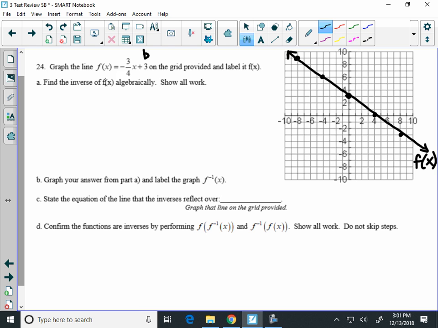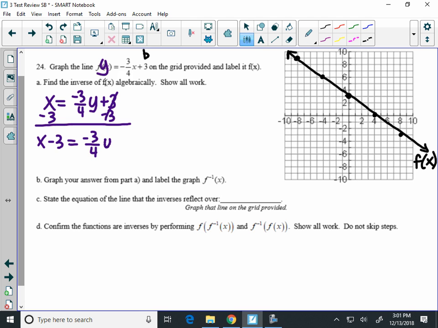Now we're going to find the inverse algebraically. And finding an inverse, remember, starts by switching the x and the y values. f of x is the same thing as y. So when I switch those, I get x equals negative 3 over 4 y plus 3. Now if I'm going to solve that, I'm going to start by subtracting 3 from both sides, which gives you x minus 3 equals negative 3 over 4 y.